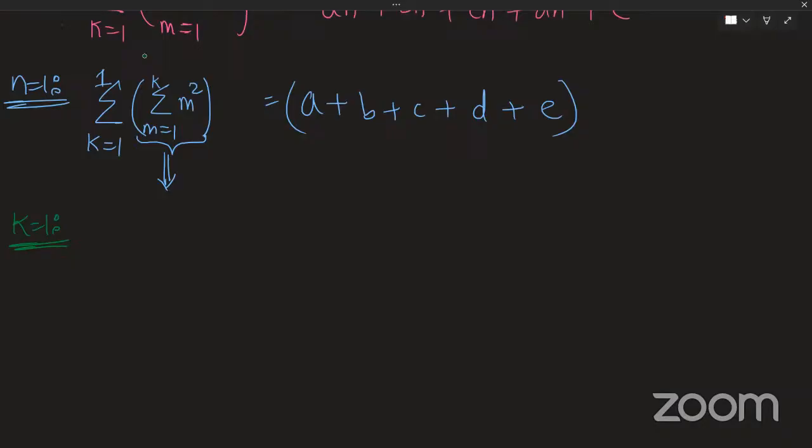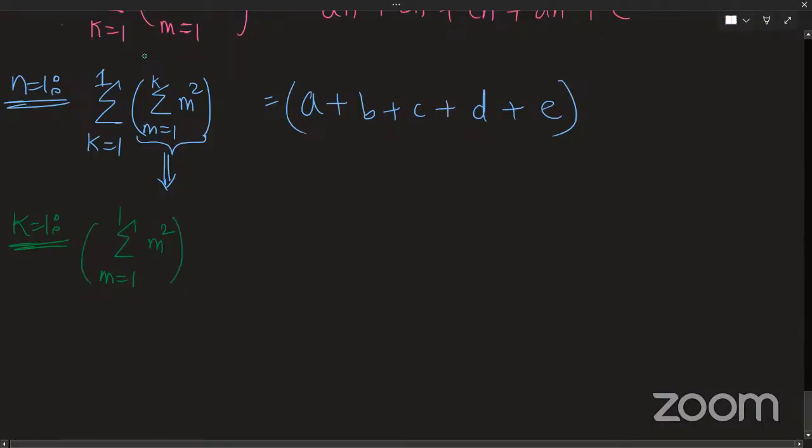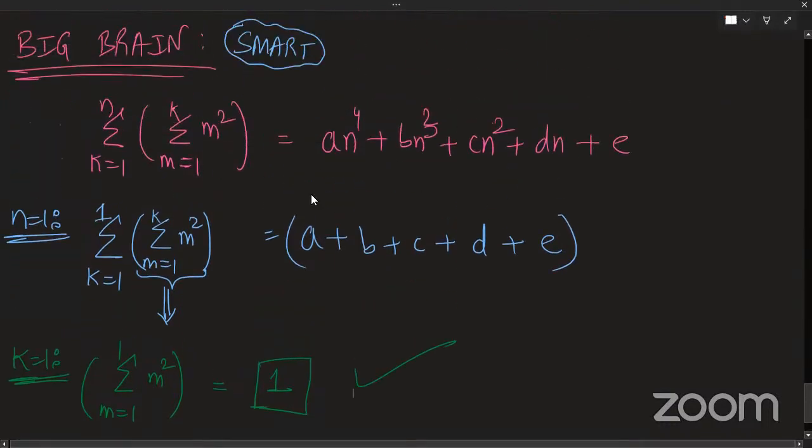So my k value is already 1. Now I can directly enter my inside bracket. Sigma m is going from 1 to k, k is also 1, so m square. What is this thing now? 1, sir. Directly look, the answer is done in 2 steps. Where were you people doing the whole process?